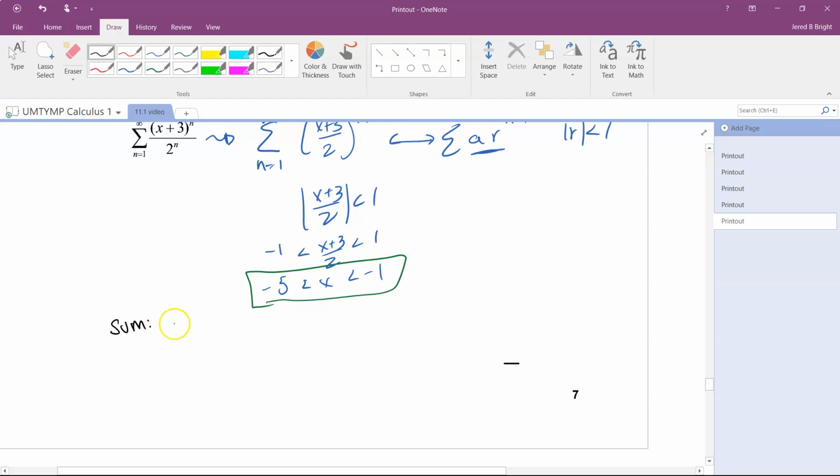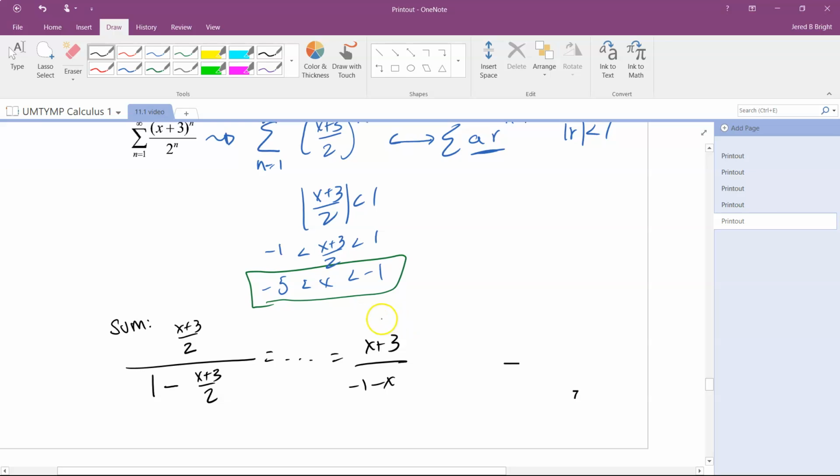To find the sum, I would take the first term, so pull off the first term here, (x + 3)/2, and then divide that by 1 minus (x + 3)/2. And again, I'm going to skip the algebra. At the end of the day, what I got was (x + 3)/(-1 - x). Okay, and again for x in that certain range.